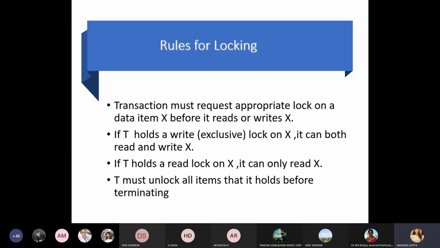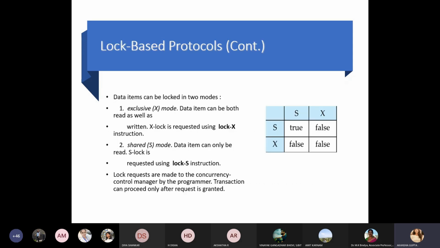The first rule is a transaction T must issue the operation lock item X before any read item or write item operation is performed in T. The second rule, a transaction T must issue the operation unlock item after all read item and write item operations are completed in T. The third rule is a transaction T will not issue a lock item operation if it already holds the lock on item X. And the fourth rule, a transaction T will not issue an unlock item operation unless it already holds a lock on item X. So these were the four rules for locking.